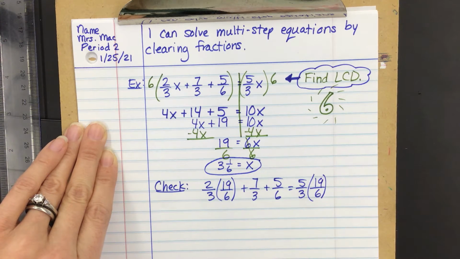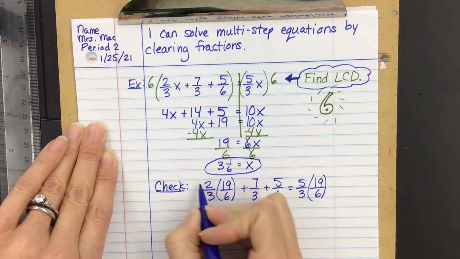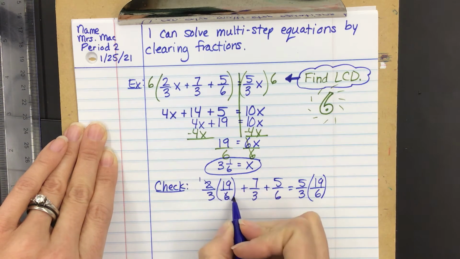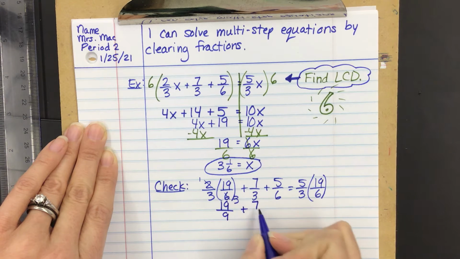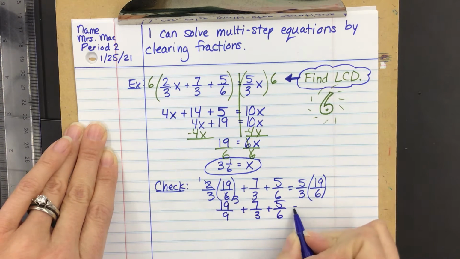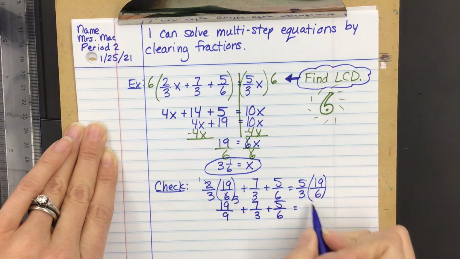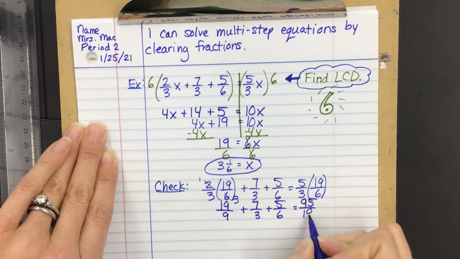Okay. Now you can simplify this. You're going to multiply this and this. I'm going to do some cross canceling here. So this will be 19 over 9 plus 7/3 plus 5/6. There's nothing to cross cancel here, so this is going to be 95 over 18.